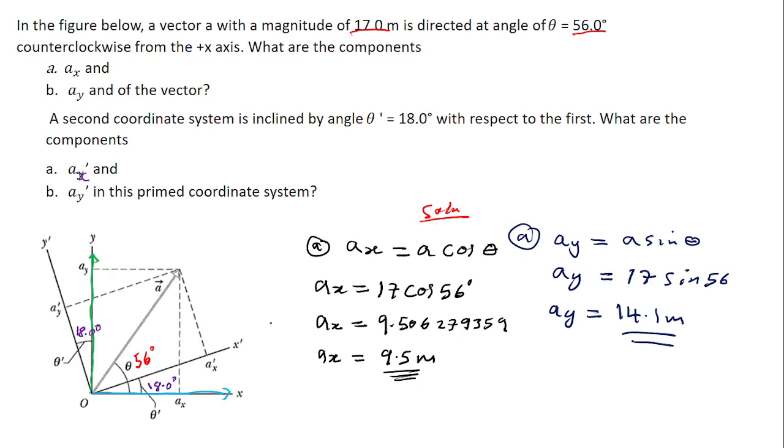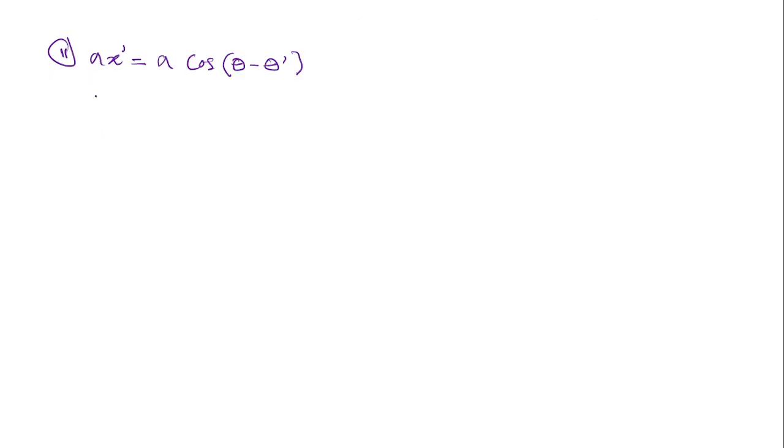So for ax complement, we are going to move the same way, but in this case we are going to say a cos. Instead of just putting theta, we are going to say theta minus theta complement, because we are having a subtraction from this 56. We have this subtraction of 18 which is taking place there. So with that in mind, we can say ax complement is simply equal to 17 cos, you're going to say 56 minus 18.